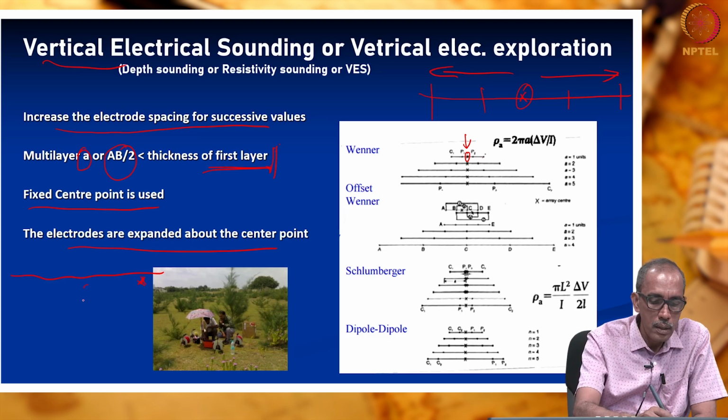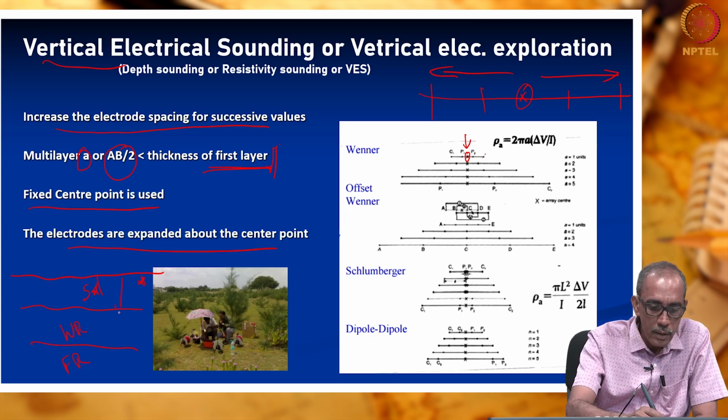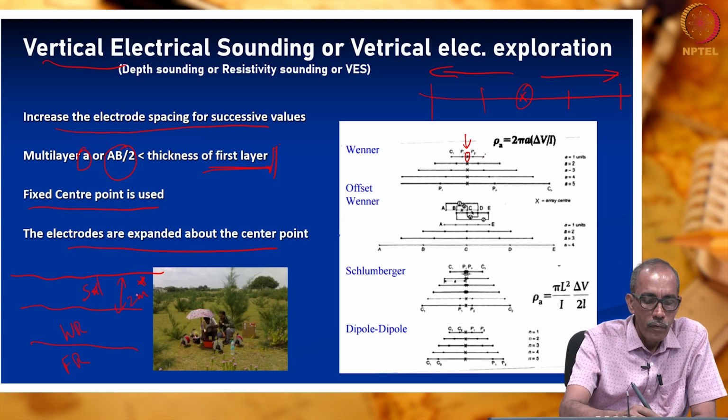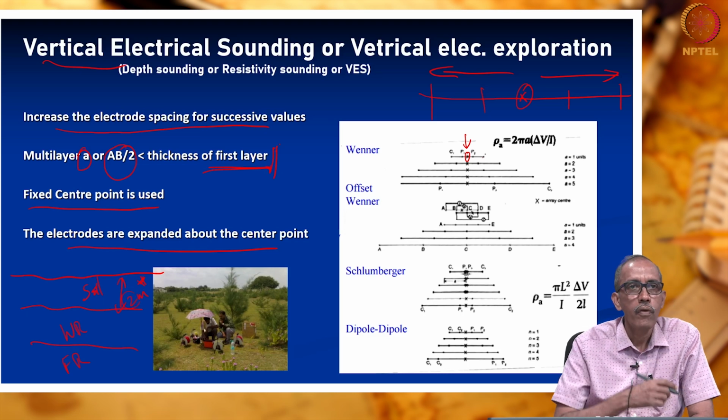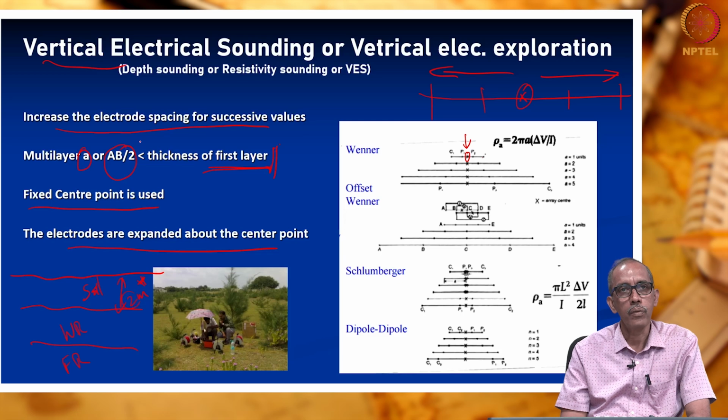We expect presence of soil, then maybe weathered rock, fractured rock. In such a situation, imagine the thickness of the soil is expected to be, let us say, 2 meters. If it is 2 meters, we should commence our sounding with a value less than 2 for A, or with a value less than 2 for AB by 2, depending upon whether we are going to choose Wenner or Schlumberger.